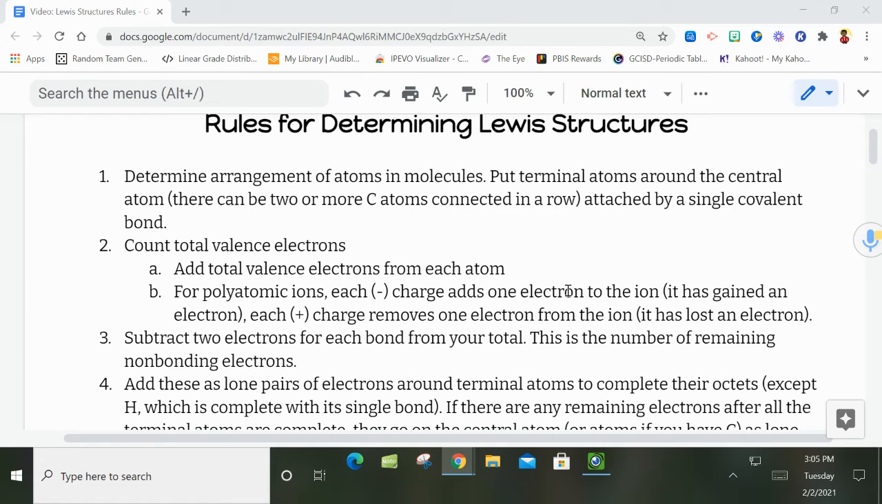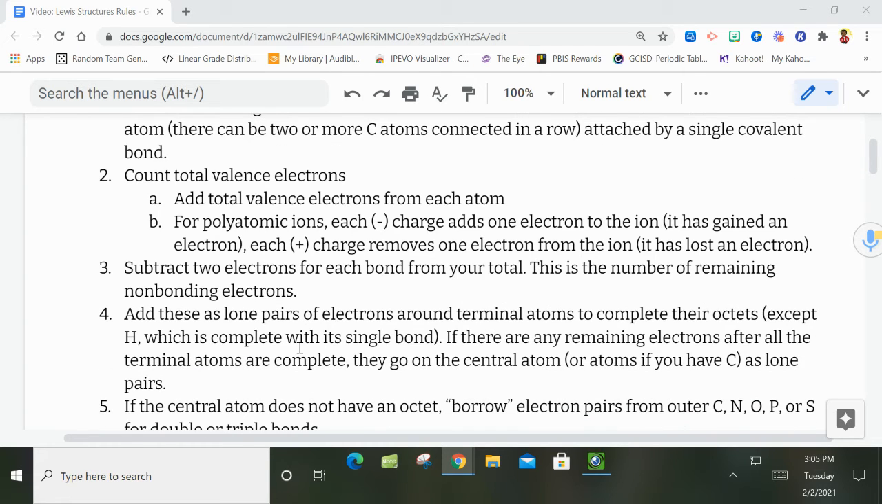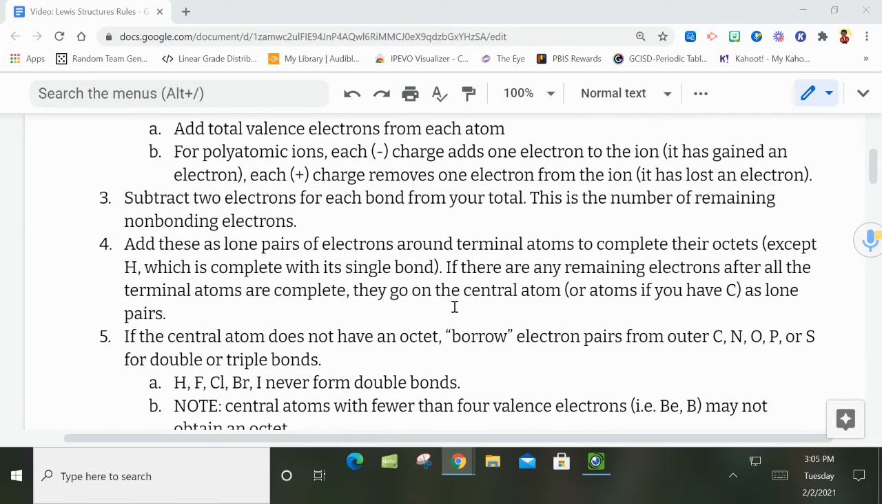We will add lone pairs of electrons around the terminal atoms to complete their octets, except for hydrogen, which can only have 2 around it. If there are any remaining electrons after all the terminal atoms are complete, they go on the central atom. Okay, and they will do that as lone pairs.